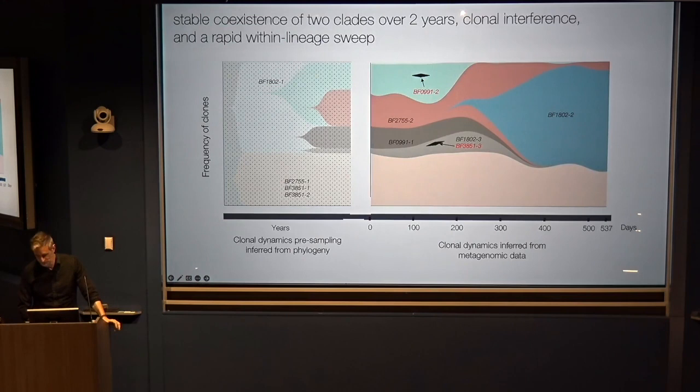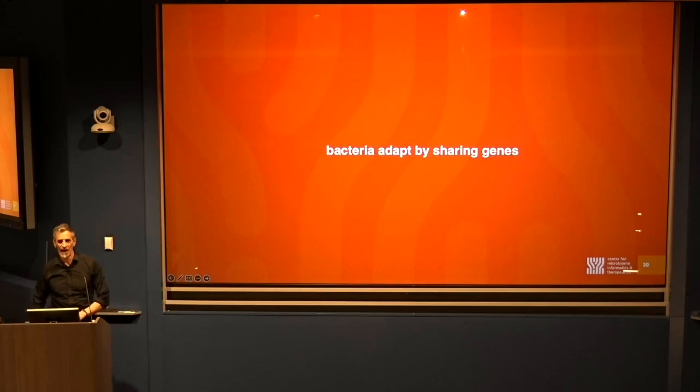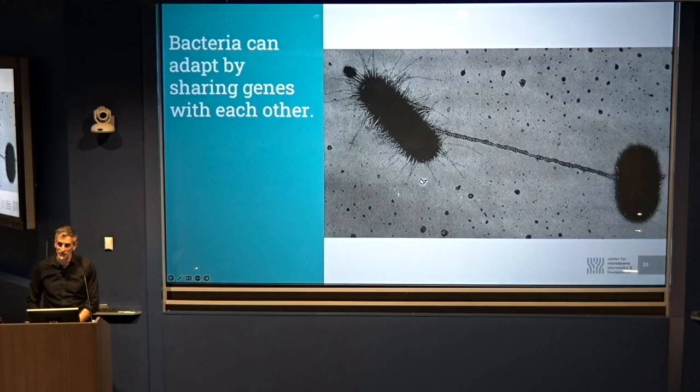Okay. So now I've told you a little bit about how genomes adapt, mutation by mutation. But genomes also adapt by sharing genes. And this is one of my favorite topics. They kind of share genes like this. It's what it looks like when two bacterial cells have sex.